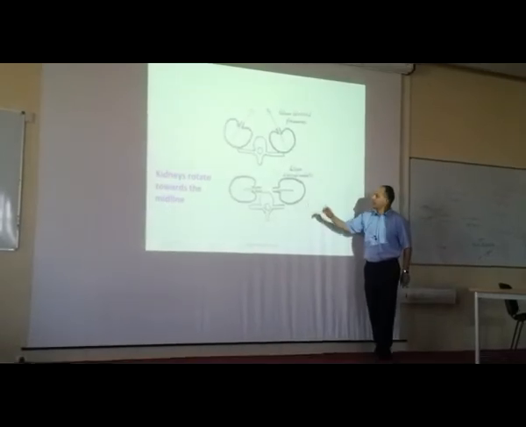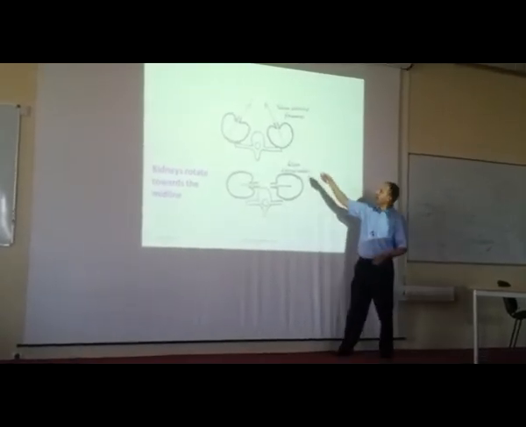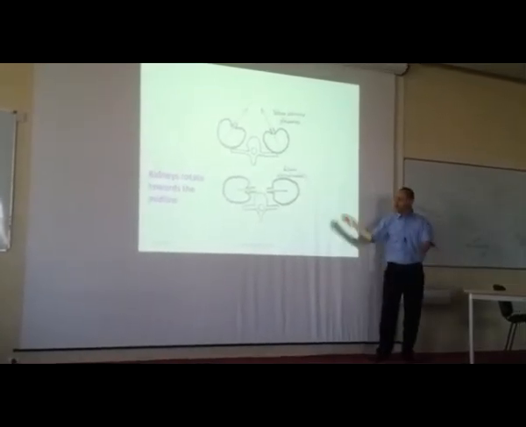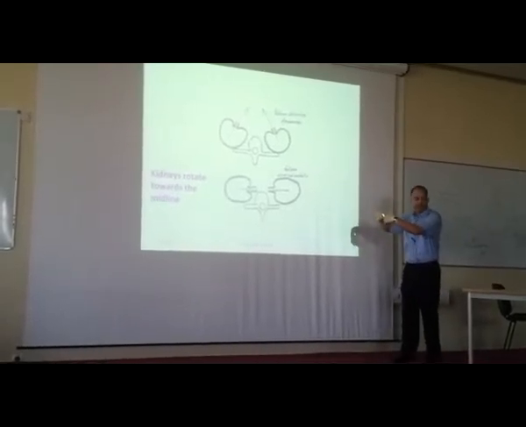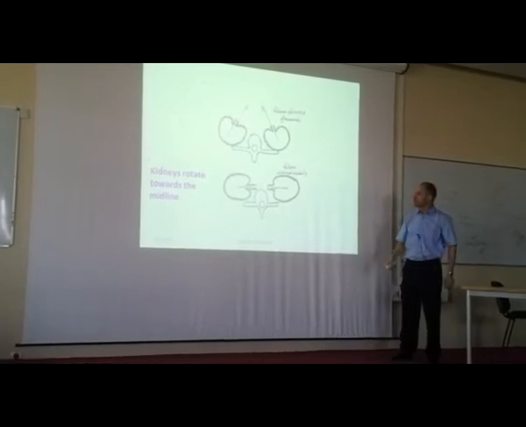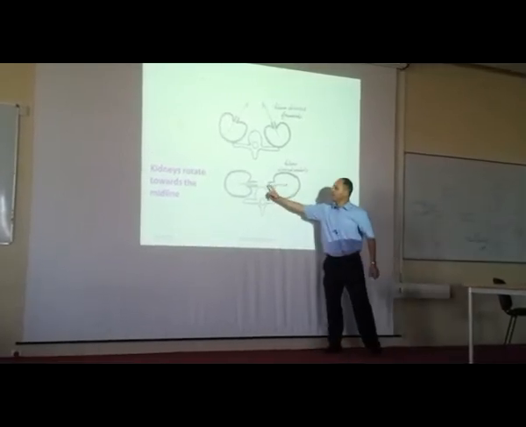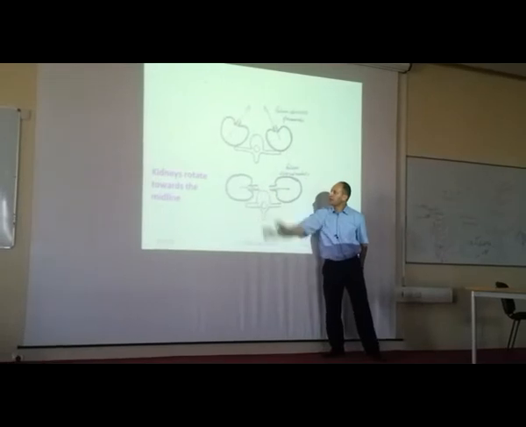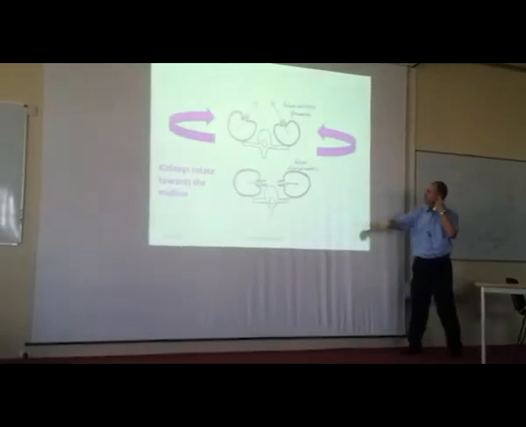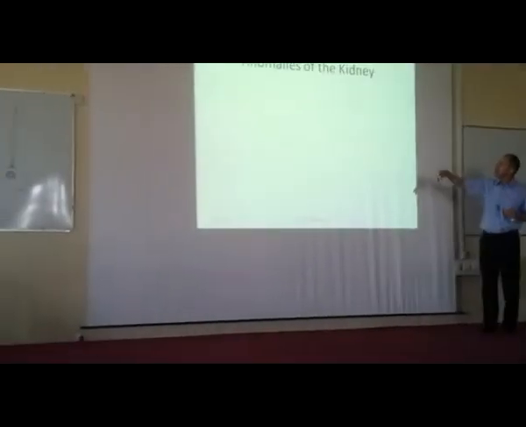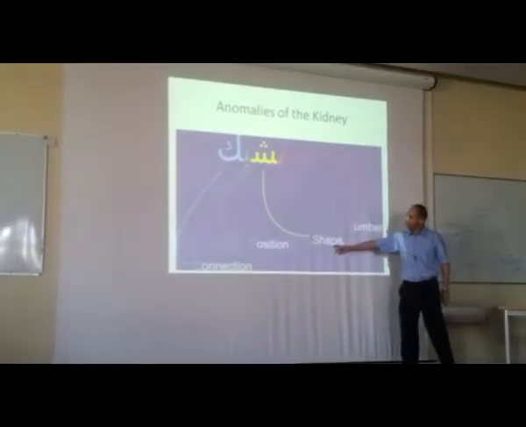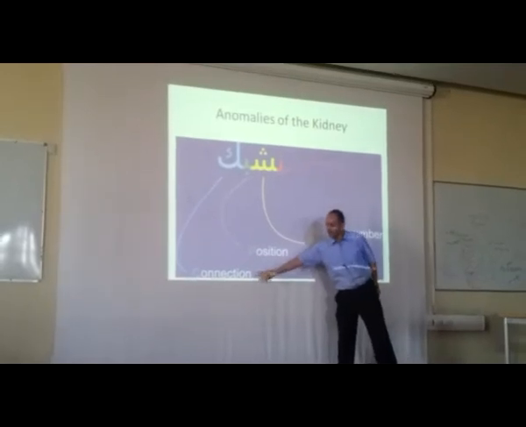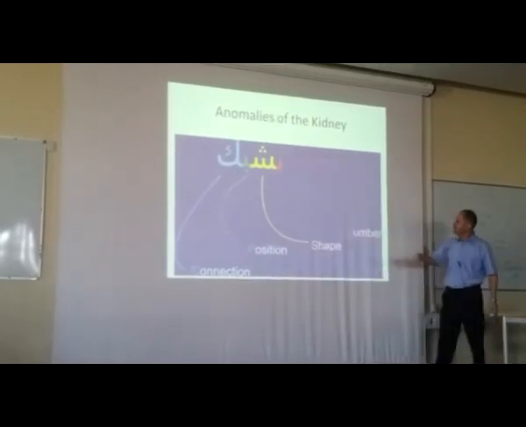ايه تاني؟ الكدني في الاول كان ليها anterior and posterior border, right and left surfaces. انما الاثنين يحصل لهم rotation towards each other and towards the midline. That's why the hilum becomes facing the abdominal aorta and the inferior aorta. Some anomalies may affect number, shape, position, connection.